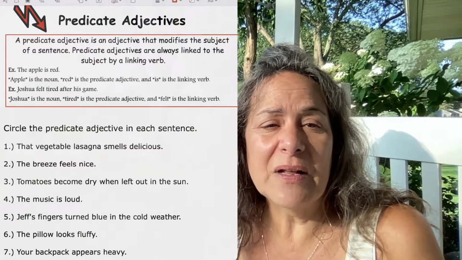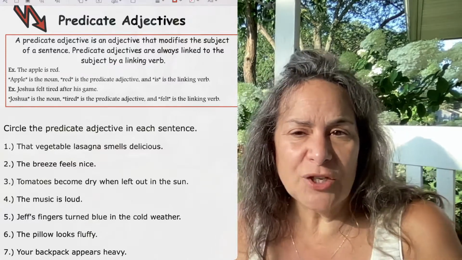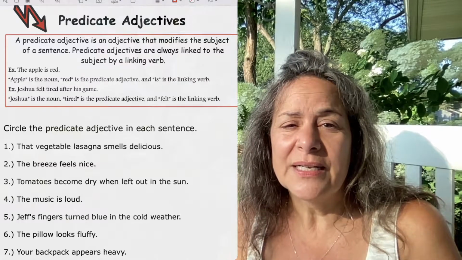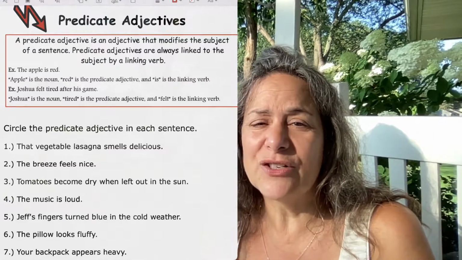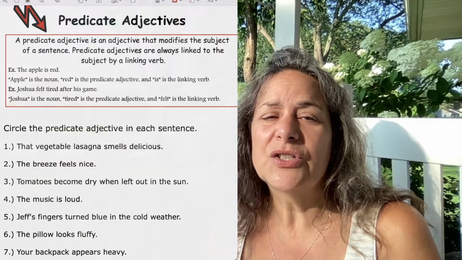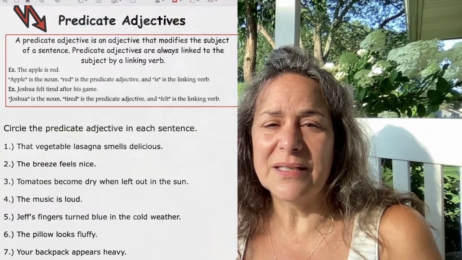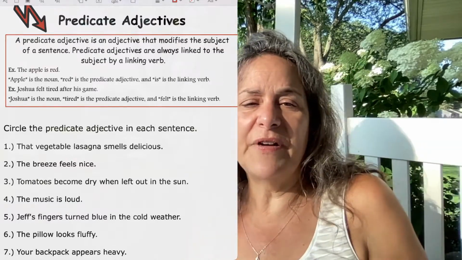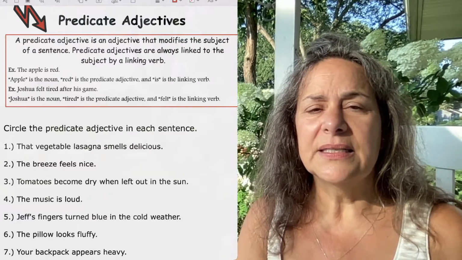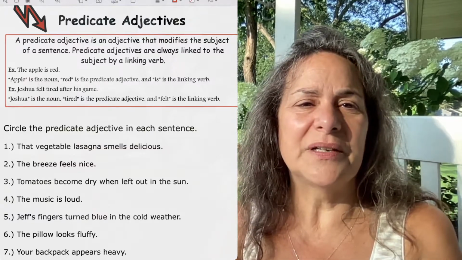Joshua felt tired after the game. Joshua is the noun. Tired is the predicative adjective. And felt is the linking verb. Circle the predicative adjective in each sentence. So, the vegetable lasagna smells delicious. What's the predicative adjective?